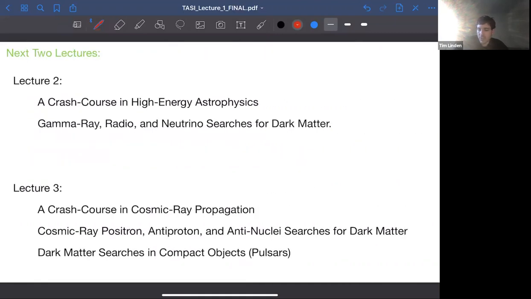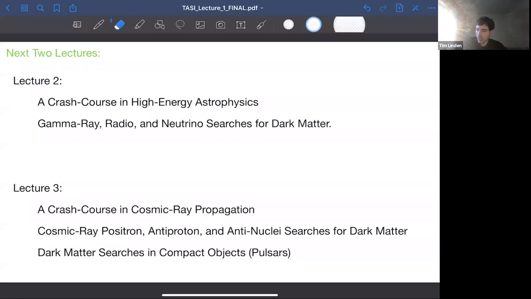So in the next 2 lectures, we're going to do a crash course of high energy astrophysics and all of the different considerations, since most of the light from our universe is from the galaxies and the stars and the supernovae and the black holes. And so we have to know a bit about that in order to do indirect detection searches. And then we're going to look at the different things we can search for: gamma rays, radio waves, searches for neutrinos from dark matter annihilation, and then potentially charged cosmic rays, which would be high energy electrons and positrons, protons, carbon atoms, things like that moving through the galaxy.